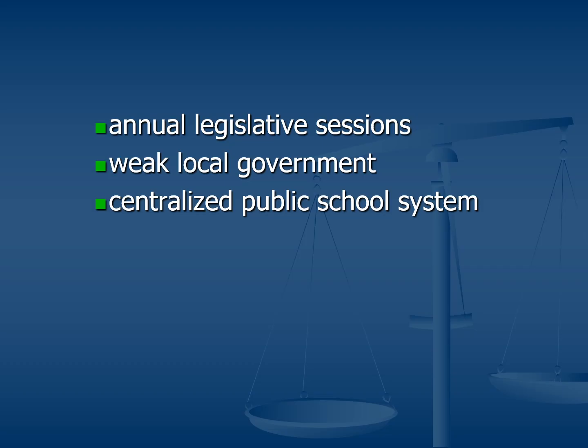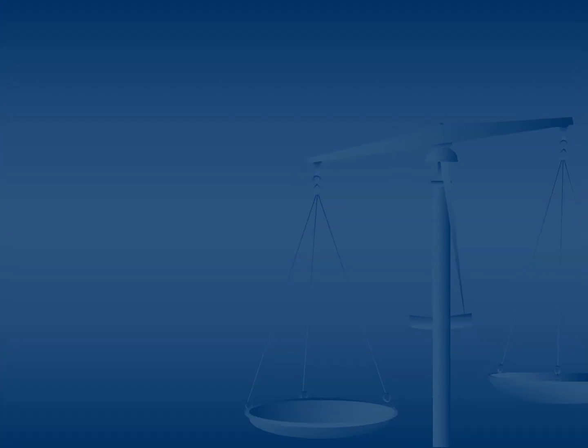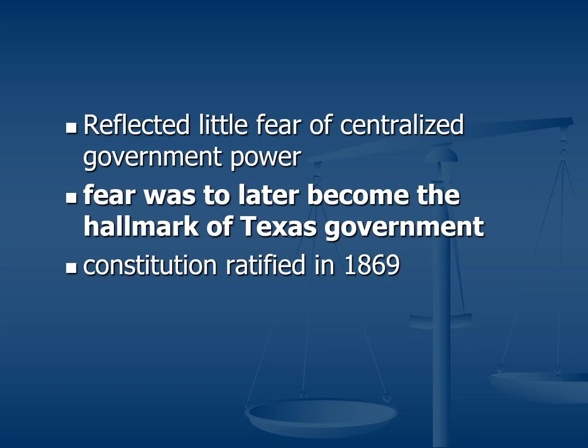At that time, they also centralized the public school system. Right now it's very decentralized, but at that time, all of the decisions on how the school districts were going to be set up were going to be made in Austin. So a lot of centralization. Basically, what this is saying is that at that time it reflected very little fear of having so much power within one office, of having such centralized government power coming from Austin.